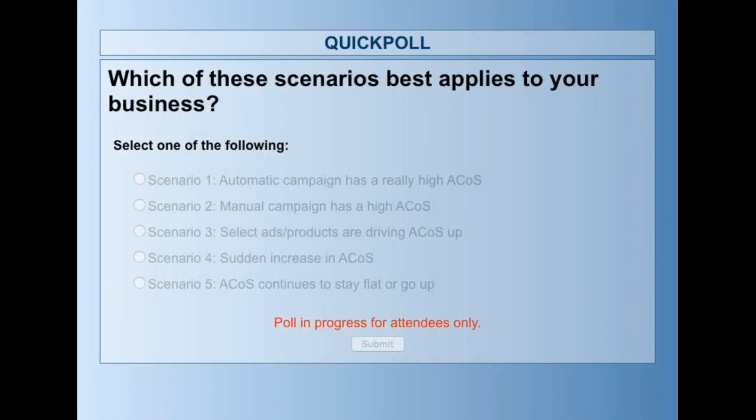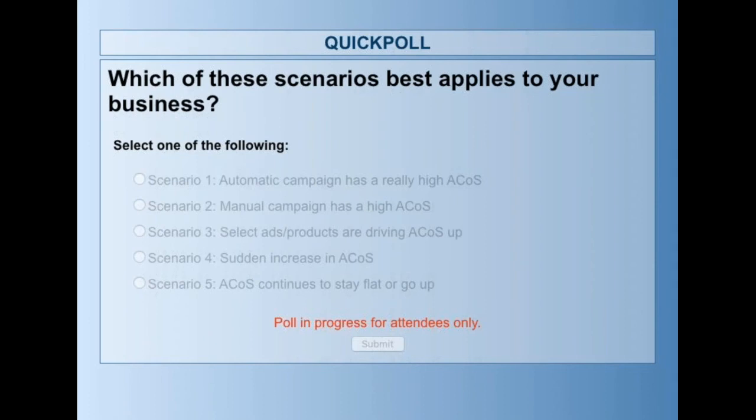Correct. It is just a fact of the market that things change. ACoS go up and down. I've seen some sellers struggle with all of them, so that's totally okay. And it could be that one campaign has one issue and the other has another. So there's really no right or wrong answer here. You're probably going to be in multiple buckets.